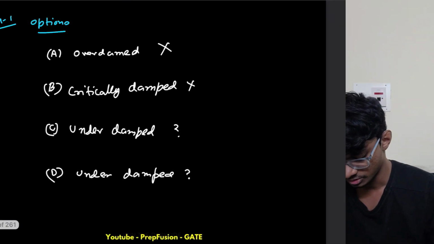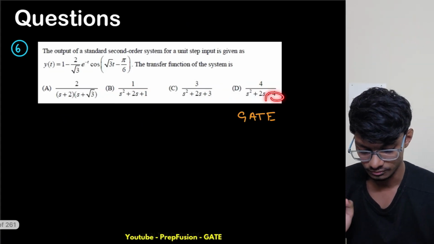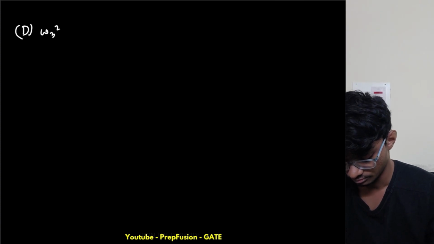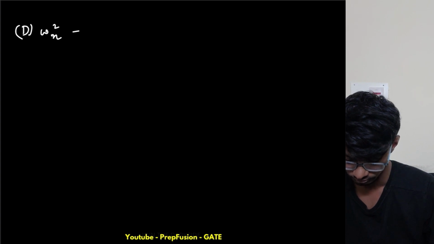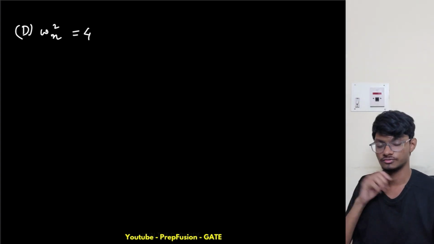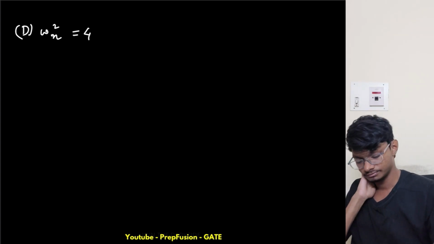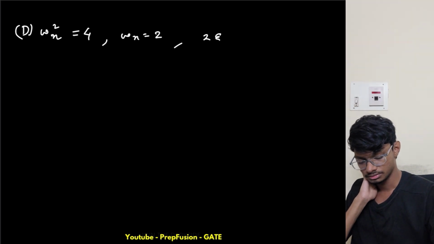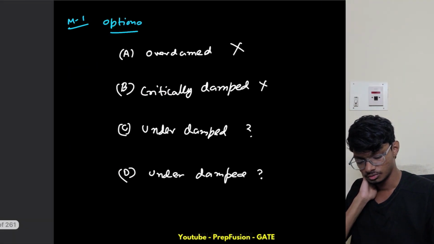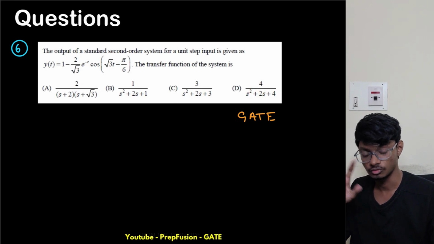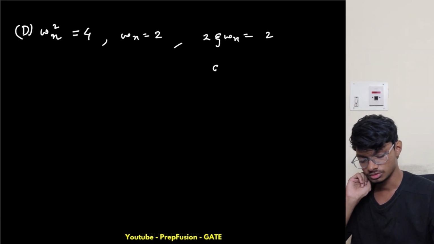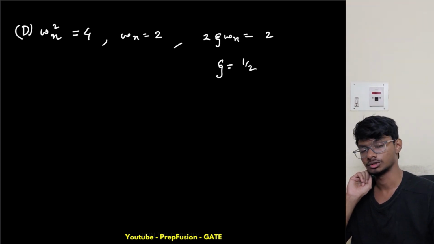If I check option D, what I can see is omega n square equals 4, right? Omega n square equals 4, then my omega n equals 2, right? Omega n equals 2. Now my 2 zeta omega n, what is that? The coefficient, not 4, 2 zeta omega n equals 2, so it will be 2. So zeta will be 1 by 2 basically.